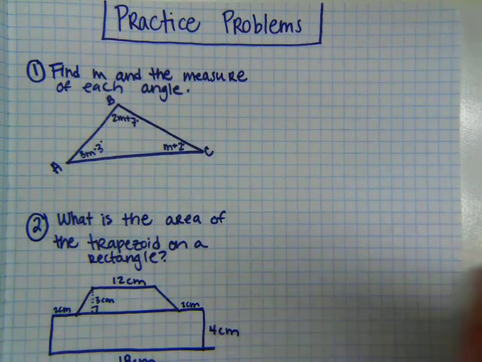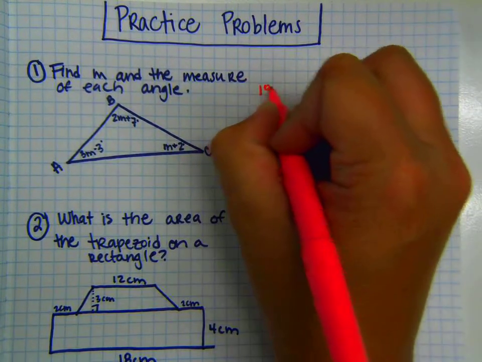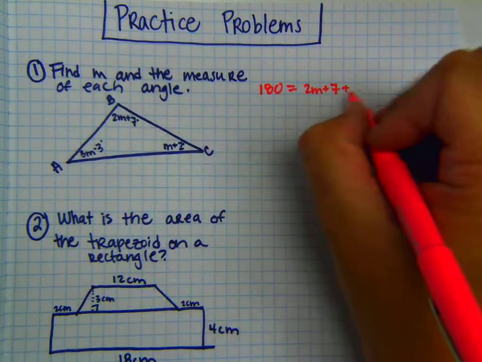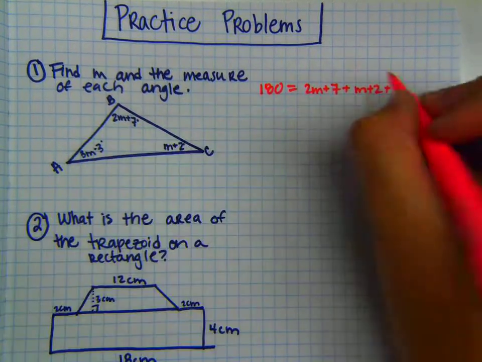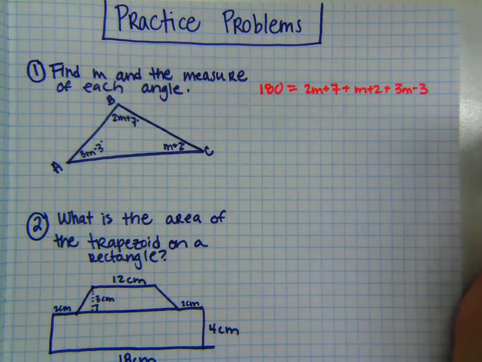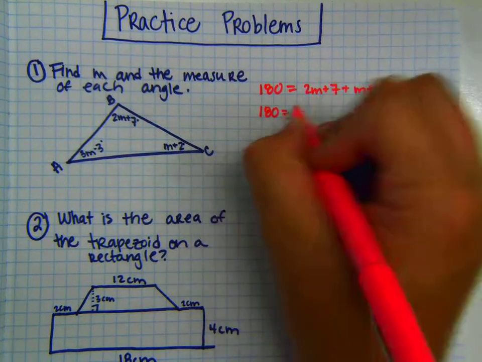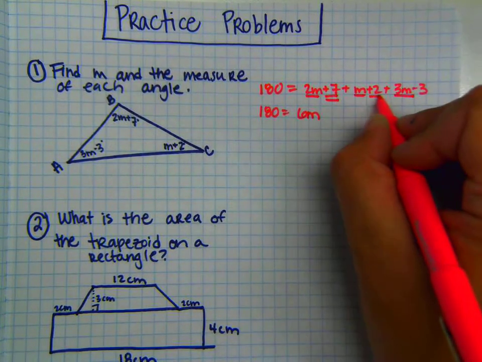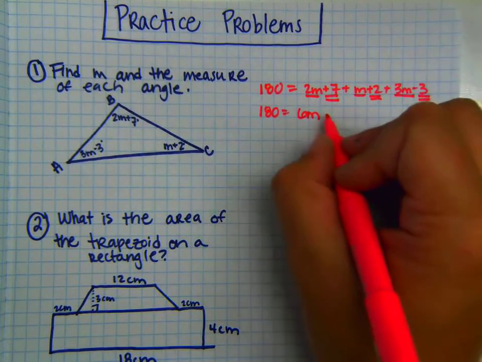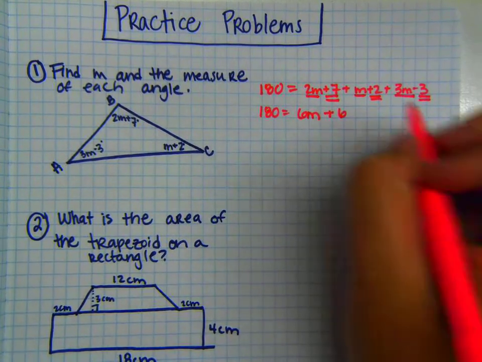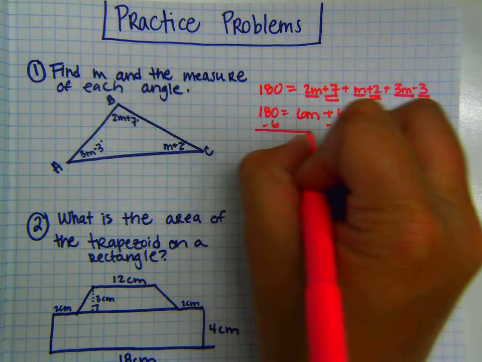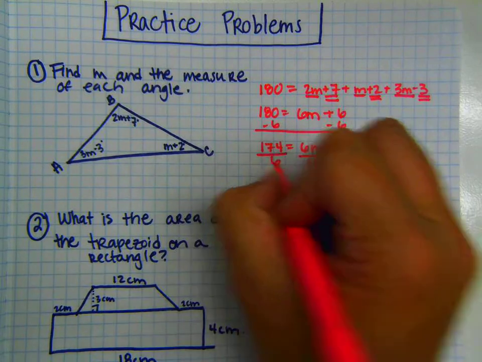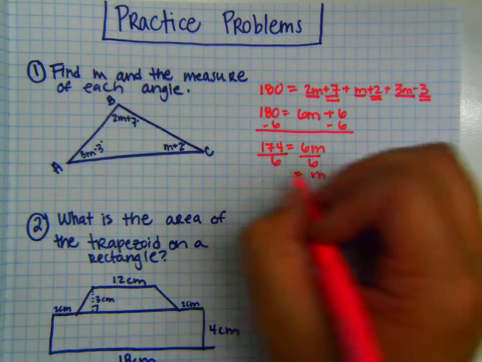So, number 1, find m and the measure of each angle. Well, in a triangle, we know that the angles sum to 180. So 180 has to equal 2m plus 7 plus m plus 2 plus 3m minus 3. I'm going to combine like terms, so 180 equals 6m, and 7 plus 2 is 9, minus 3 is 6. To solve for m, I'm going to subtract 6. So 174 equals 6m. Divide by 6, which means m equals 29.